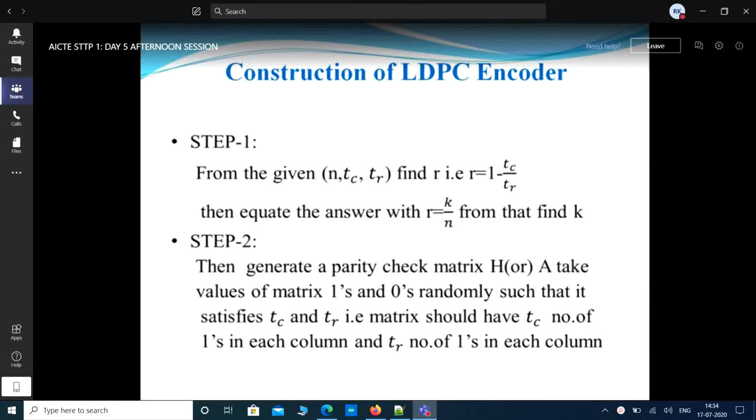The first step is, first I will show you step by step, then I will consider one example. It is easy to design for LDPC encoder only.